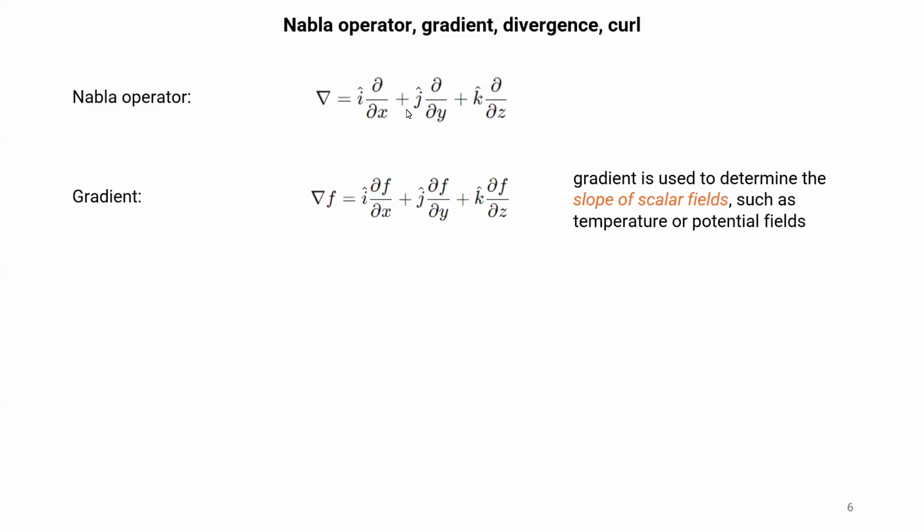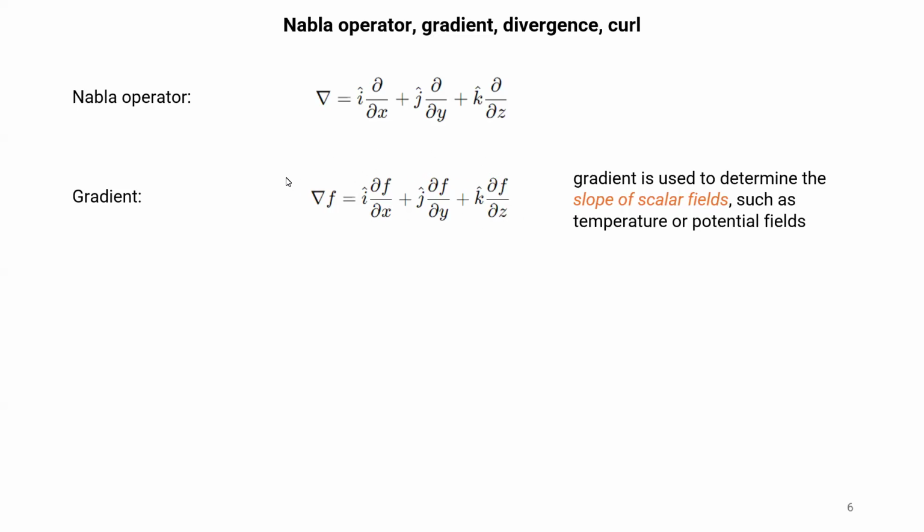Functions can be scalar and vector. Let us look at the scalar function first. If you consider a scalar function f, you see it's not a bolded letter, so it's a scalar, like temperature or pressure, or in electromagnetism, it can be the scalar potential. We can act this nabla operator on this scalar field f, and this is the result, right?